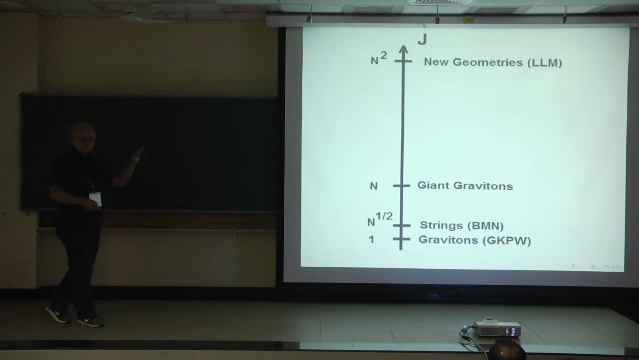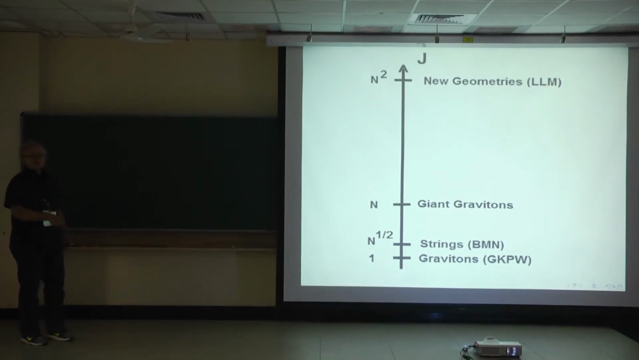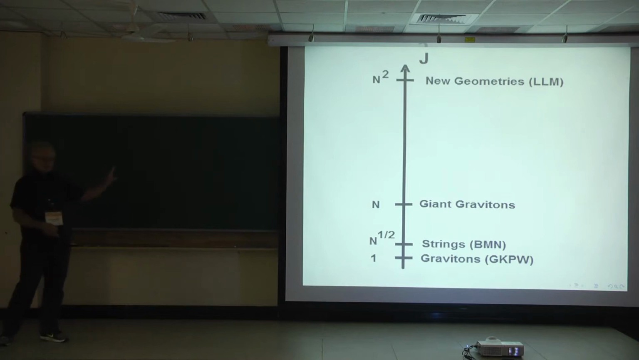As you increase the dimensions of the operators until you get to a dimension of order N, the kinds of things in the gravity that you're studying include giant gravitons. And if you went even further to order N squared, you would actually start to study new geometries, for example, the LLM geometries for the half BPS sector. If you wanted to write down some sort of an operator that was dual to a black hole, you would be sitting somewhere up here. So I think that there's lots of reasons why it would be interesting to actually study this particular limit of the theory.